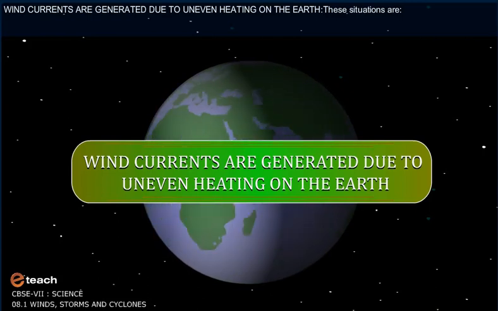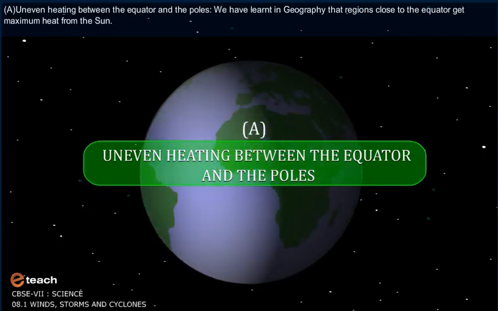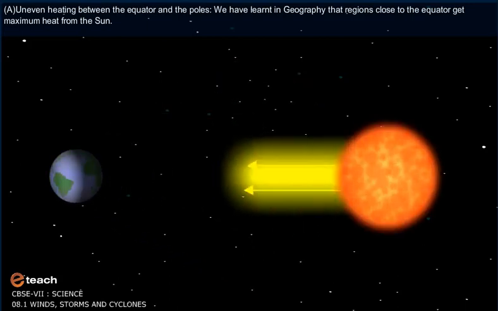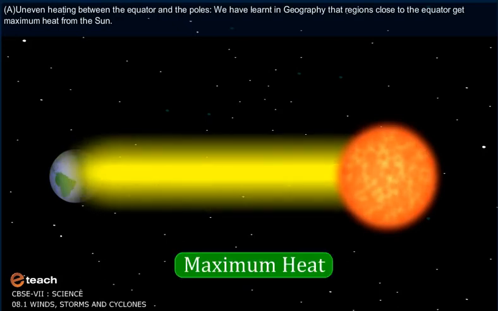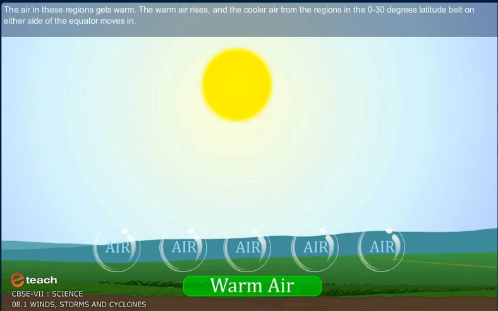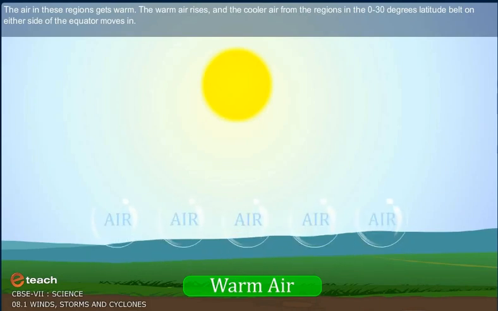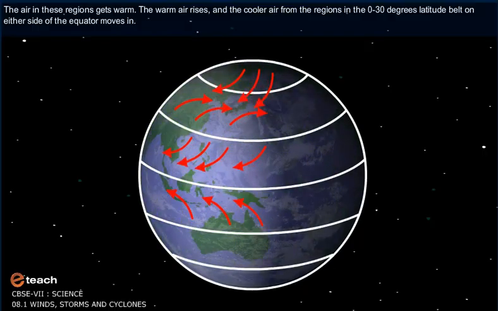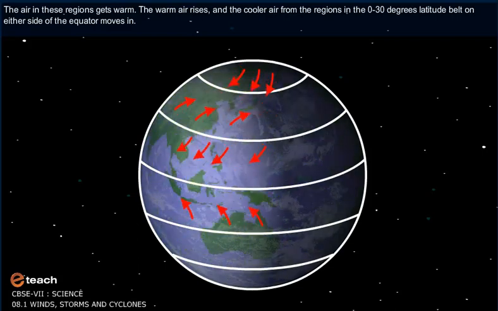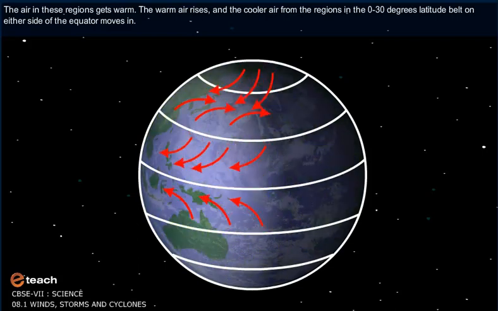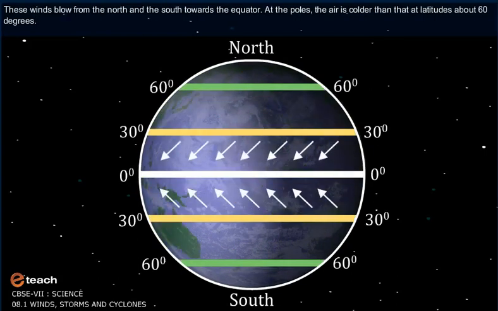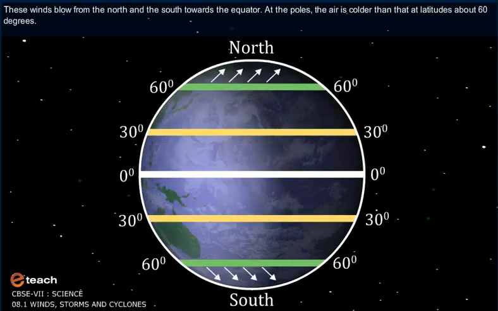Wind currents are generated due to uneven heating on the earth. These situations are: A. Uneven heating between the equator and the poles. We have learnt in geography that regions close to the equator get maximum heat from the sun. The air in these regions gets warm. The warm air rises and the cooler air from the regions in the 0 to 30 degrees latitude belt on either side of the equator moves in. These winds blow from the north and the south towards the equator.